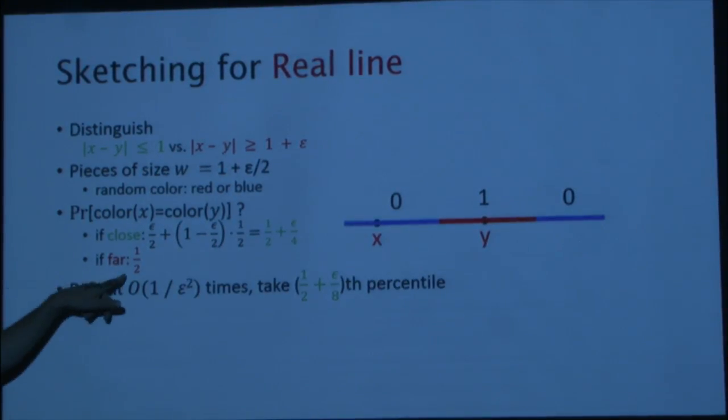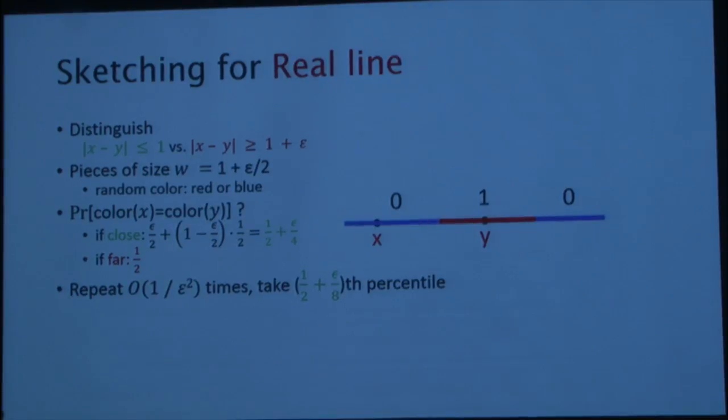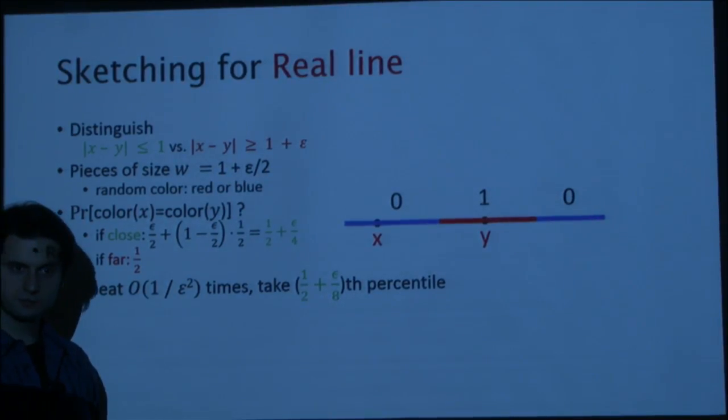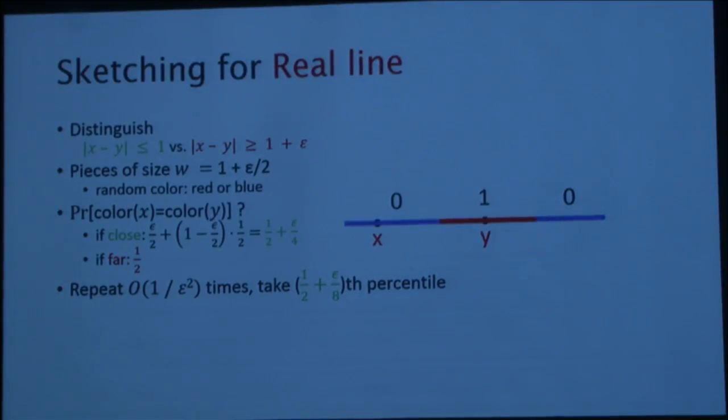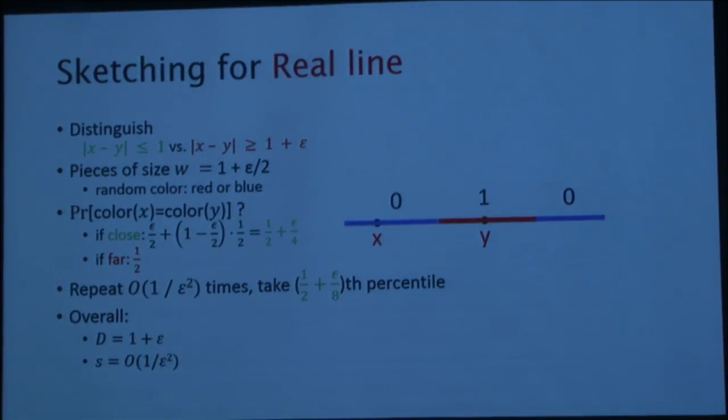So now we have an algorithm that is a 1-bit sketch with some advantage of epsilon by 4. You repeat the usual order of 1 over epsilon squared times, take, let's say, the 1/2 plus epsilon by 8 percentile of bits, and this gives us the answer with probability, let's say, 2/3. We do this just to amplify the probability gap to be a constant. Overall, the approximation is 1 plus epsilon, and the sketch size is order of 1 over epsilon squared, which is exactly how many times we need to repeat. Okay, so this is for the real line.